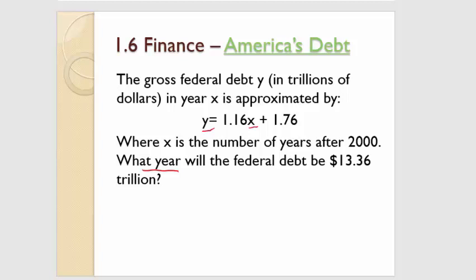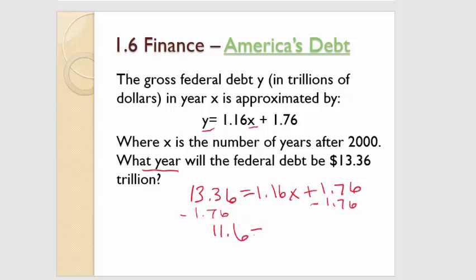So I am going to be looking for X. I'm going to be solving for X. And I need to make Y 13.36. So Y is 13.36 equals 1.16x plus 1.76. Now to solve for X, I need to subtract 1.76 from both sides. And I have 11.6 equals 1.16x. Then when I divide both sides by 1.16, I get x equals 10.